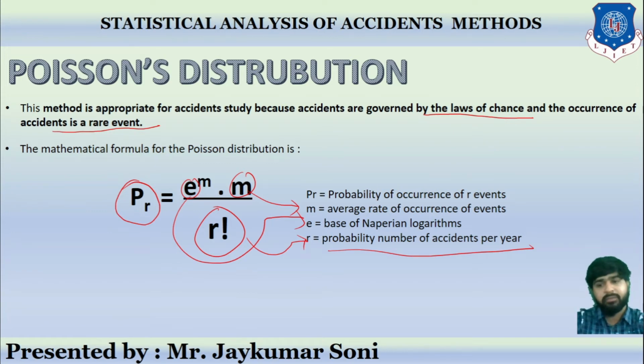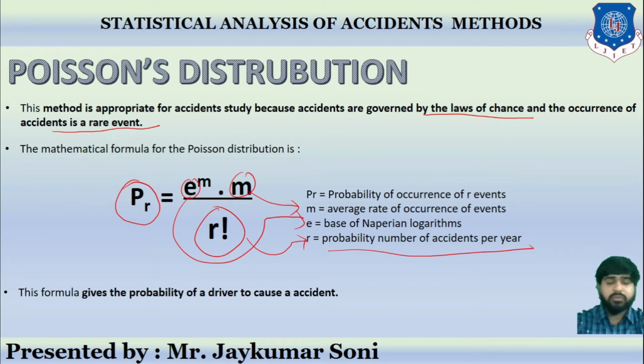Let me tell you once again that this is called Poisson's distribution. This is appropriate for accident study because accidents are governed by the laws of chance and the occurrence of accident is a rare event. The mathematical formula for the Poisson's distribution is this. Okay? This formula gives the probability of a driver to cause an accident.